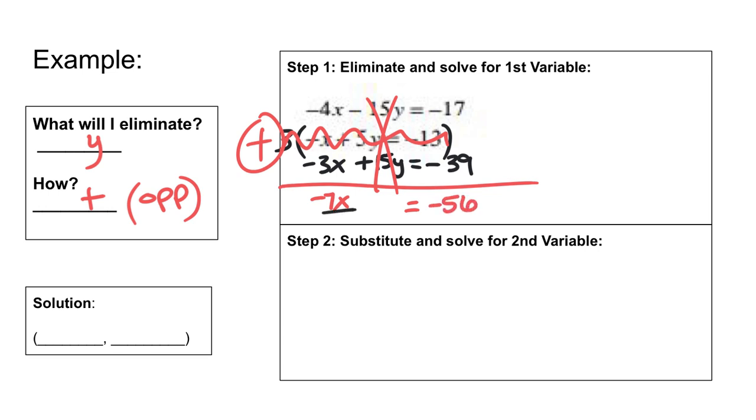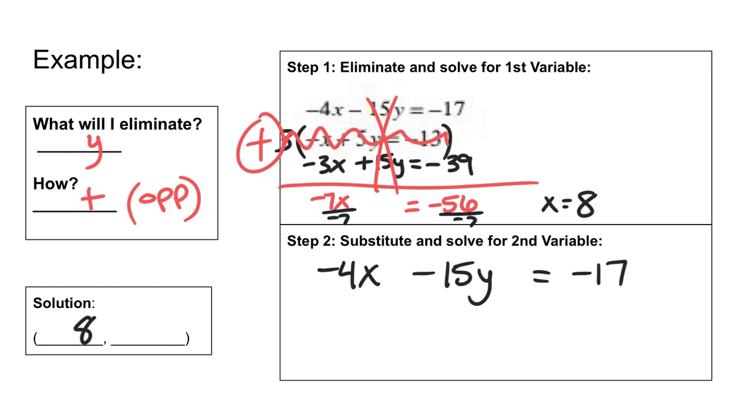And then we can finish that out with division. And so x will equal positive 8. And again, once I know what x is, I'm just going to sub that back into one of the original problems. I'll just go with the top this time. Negative 4x minus 15y equals negative 17. 8 is going to go in place of x because it is what x equals. And now solve that. Negative 4 times 8 is negative 32.